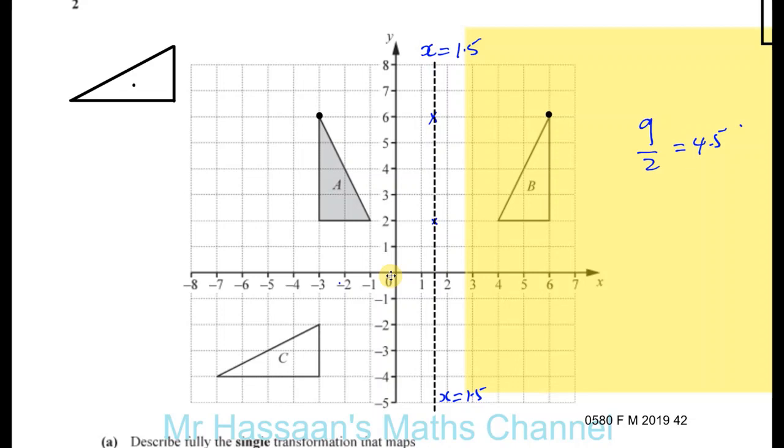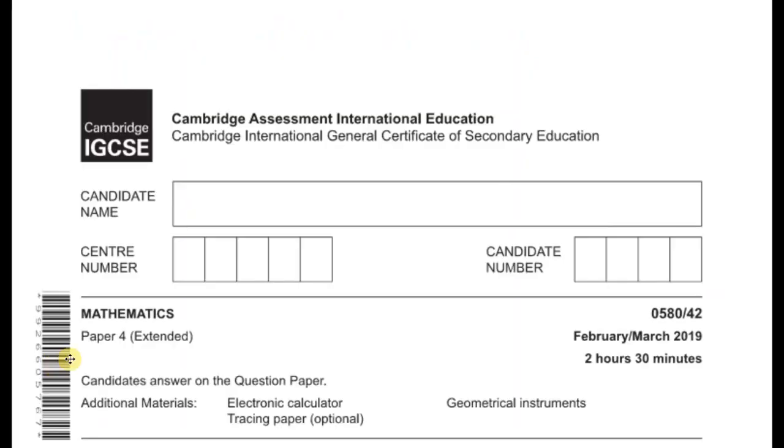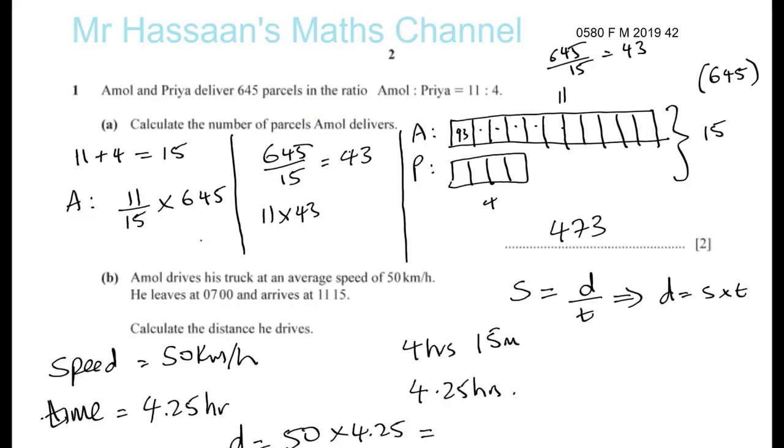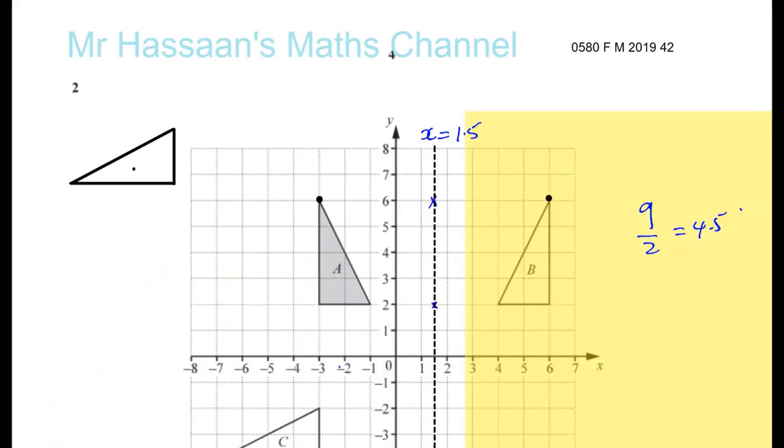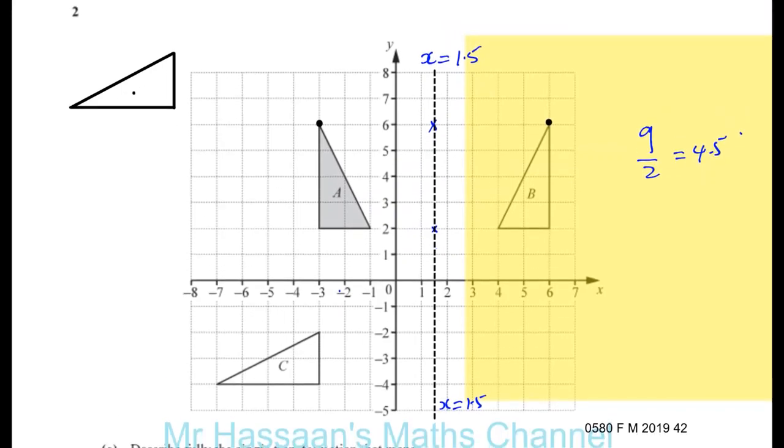And you can see that's something which can be provided, because it mentions in the beginning of the paper, additional materials: electronic calculator, geometrical instruments, meaning protractors and compasses, and then it says tracing paper. So tracing paper is allowed to be taken into the exam. For this topic, sometimes it makes life a lot easier. So I'd advise you to make sure that it's available for you. Don't just take it into the exam by yourself without speaking to the examiners. You'll get in trouble taking pieces of paper in.